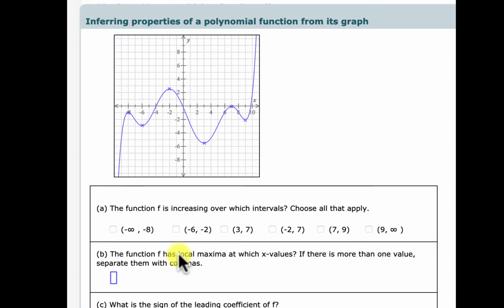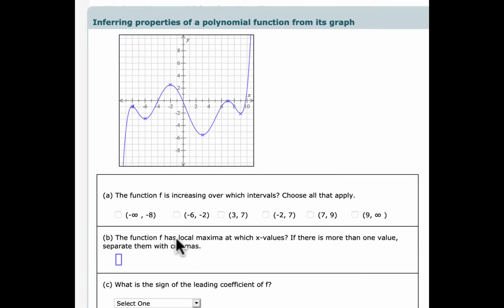And then sometimes they'll ask for points. In that case, you give the x and the y. That's easy. You don't have to discern between them. So in this problem, the x values are negative 8, negative 2, and 7.